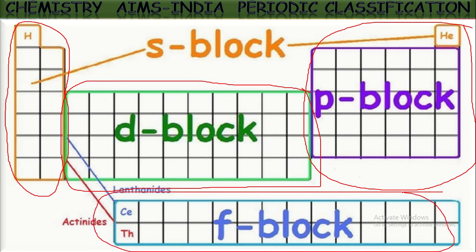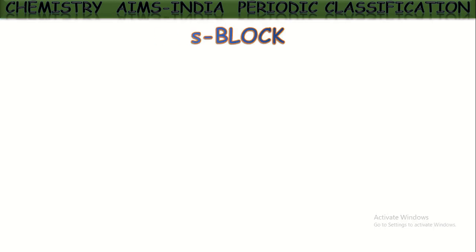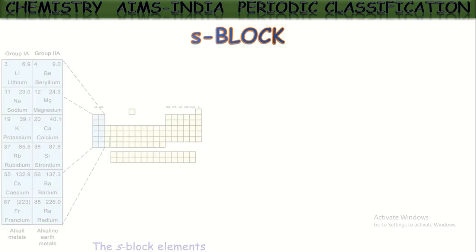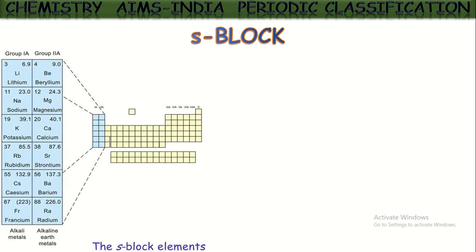In this way, the periodic table is classified into four parts. We call them S, P, D, and F blocks. Let us see each block one by one. First among them, S block. Yes, the elements present in these two columns are considered as S block elements. The elements present in the extreme left side two columns of the periodic table are called S block elements.